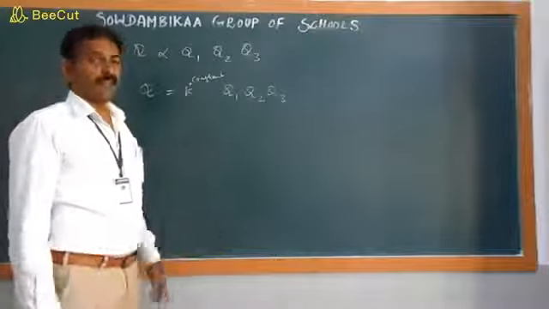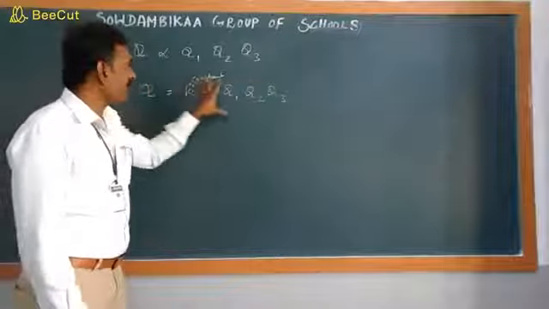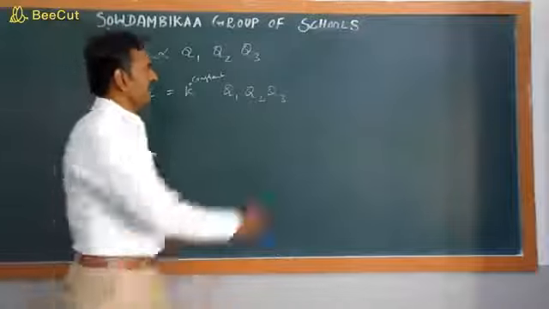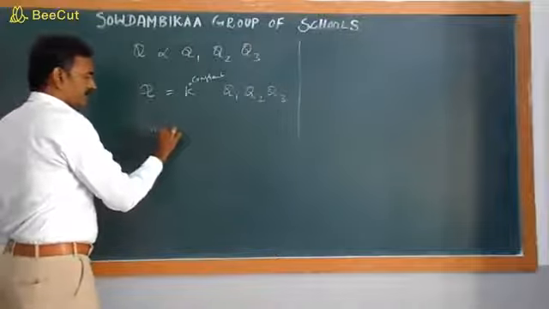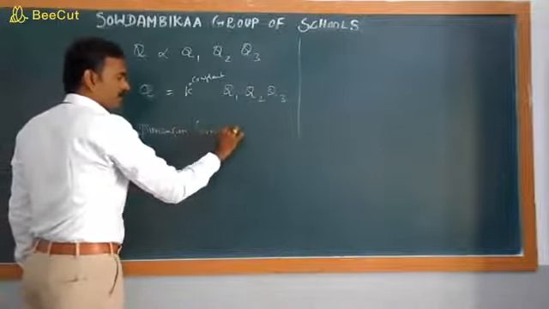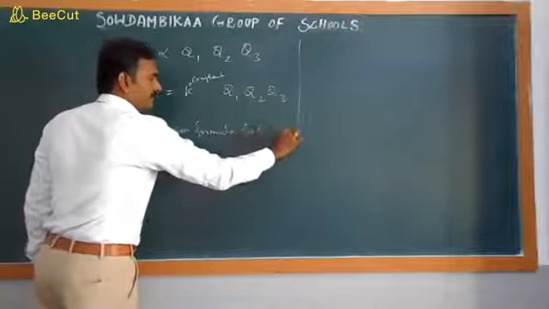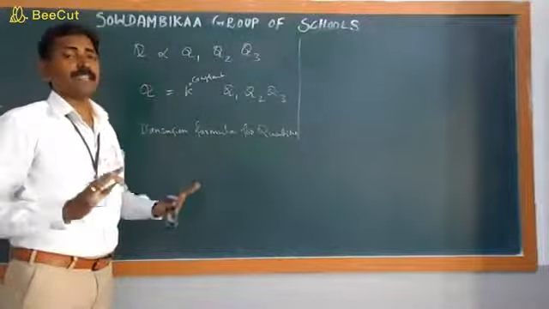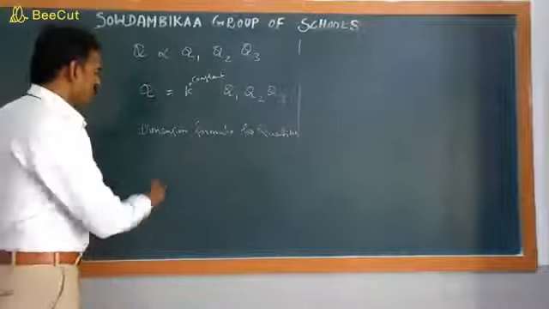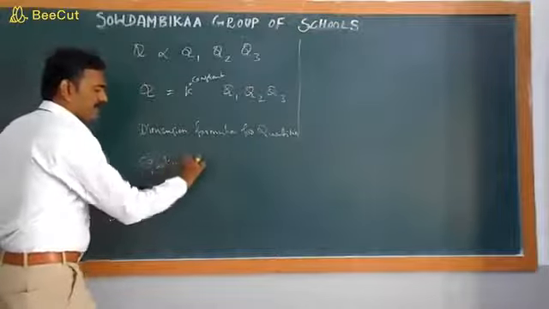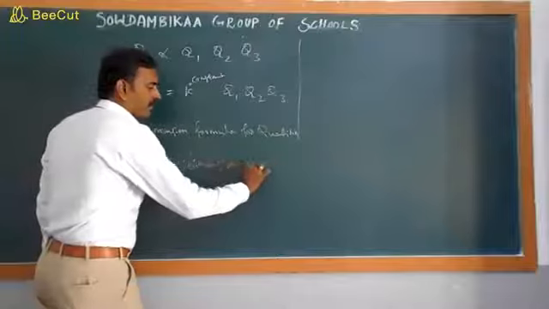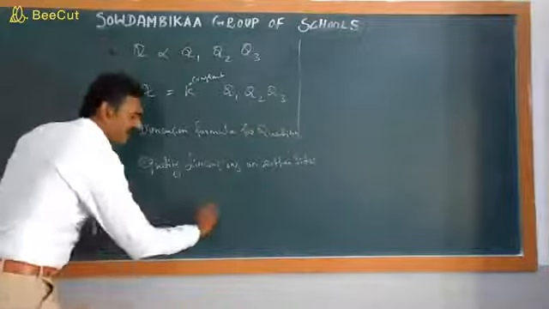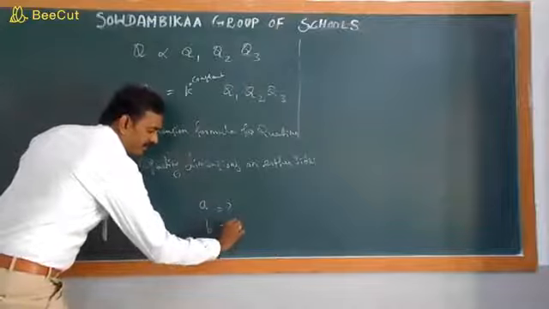Then what do we do? Then you have to substitute the dimensional formula for these quantities. After substituting the dimensional formula for the quantities, you have to equate their dimensions on either side. Okay. Then we have to find out the values for a, b, c.